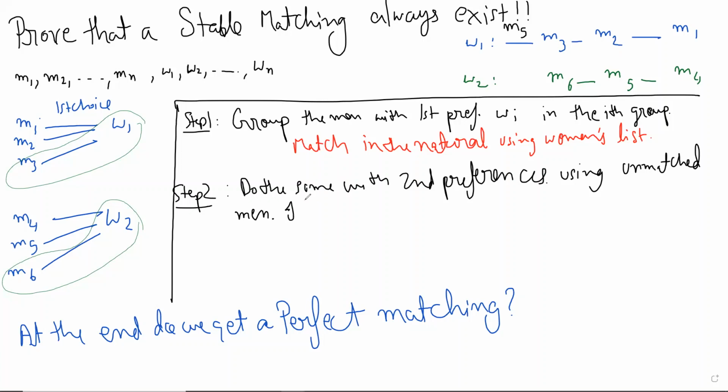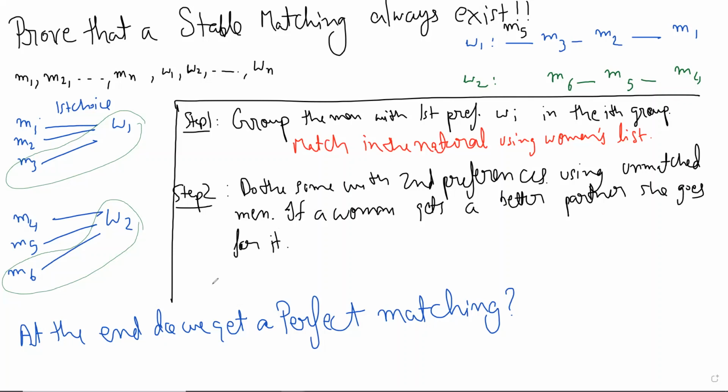So yeah, if a woman gets a better partner, she goes for it. And then continue like this. Continue till all the columns have been analyzed. Okay.